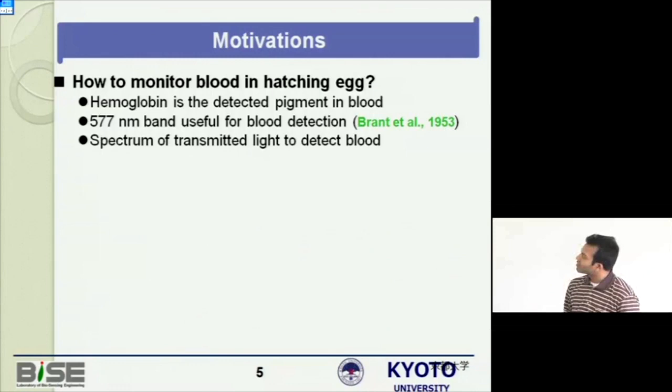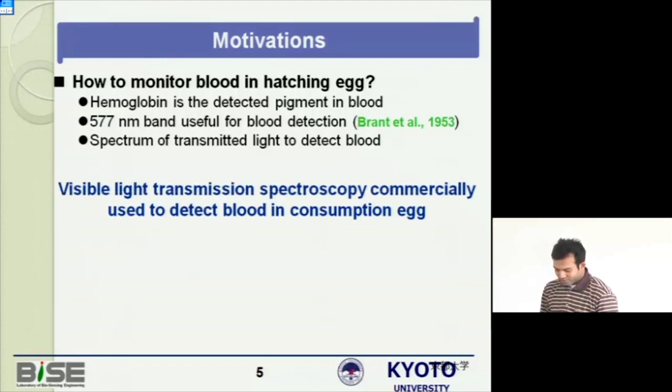Now, how do we monitor blood in a hatching egg? Hemoglobin is the detectable pigment in blood, and the 577 nanometer absorption band is suitable for blood detection. The optical transmission spectrum of transmitted light can be used to detect blood in the intact egg, because optical transmission is used to measure the internal quality of different biological products. So this can be used to monitor the change in blood content in the intact egg.